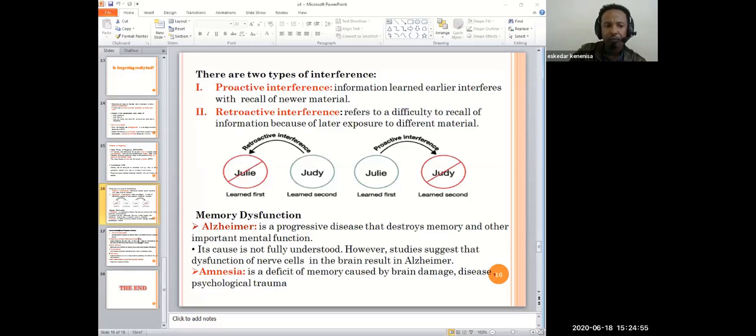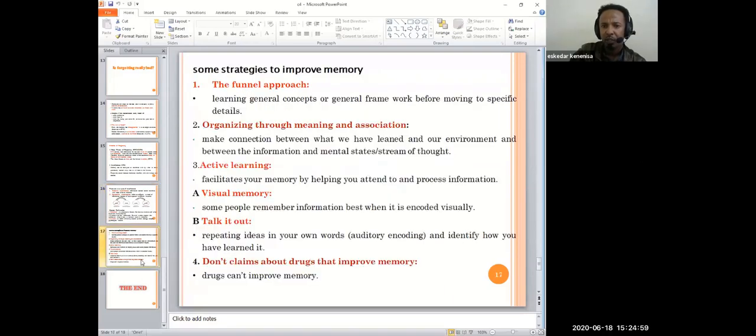Okay, to conclude this chapter, how can we improve our memory? Here are some strategies to improve our memory. The first one is the funnel approach: learn general concepts or a general framework before moving to specifics.